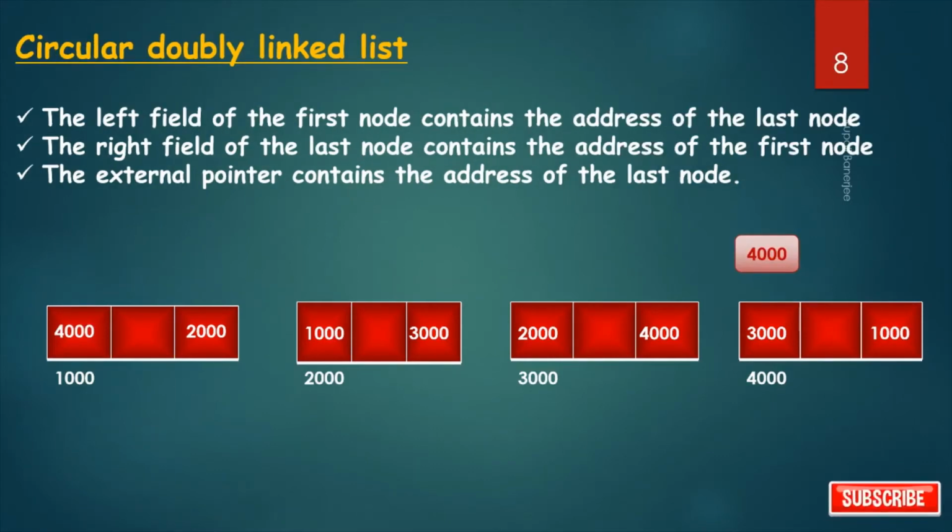In case of circular doubly linked list, the left field of the first node here contains the address of the last node, that is 4000. Left field of the first node here contains the address of the last node. And the right field of the last node here contains the address of the first node, that is 1000, because it is circular. And the external pointer contains the address of the last node because it is circular linked list.